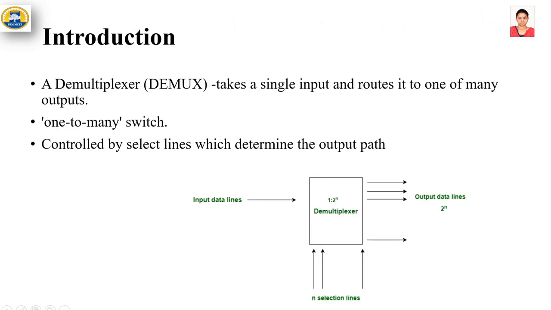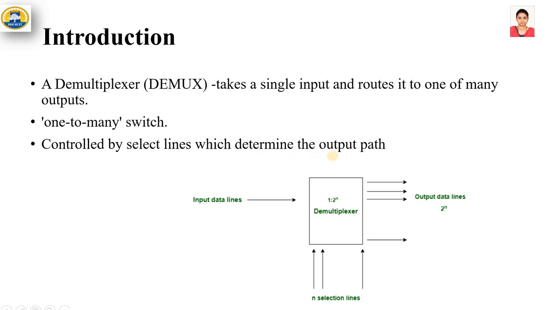So again here you can see it takes a single input and routes it into one of the many outputs. Hence demux can be called as one to many, one input to many outputs, whereas mux can be called as many to one, many inputs to one output. So they are controlled by select lines which determine the output path.